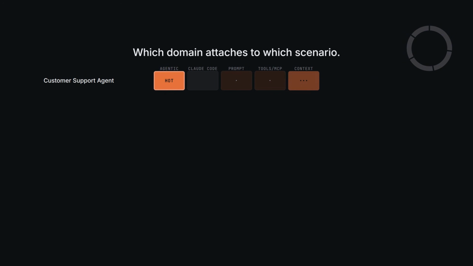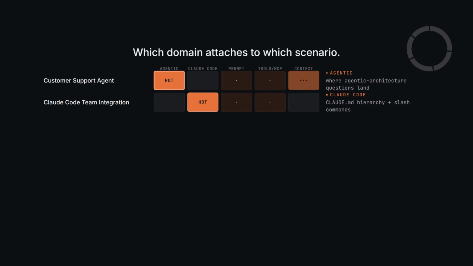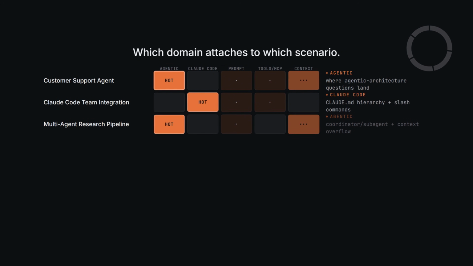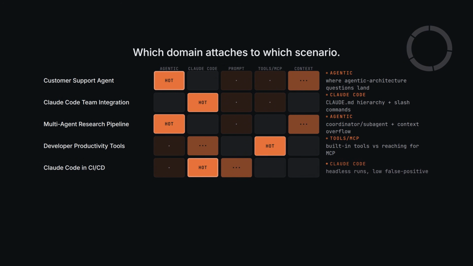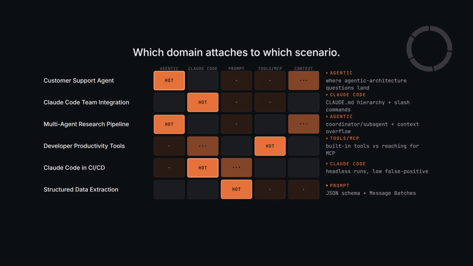The customer support agent scenario is where most of the agentic architecture questions land. Escalation, retries, and partial failure handling get tested there hardest. Claude Code team integration is where the CLAUDE.md hierarchy and slash commands get tested. The multi-agent research pipeline is where coordinator and sub-agent orchestration shows up, and it is the most likely scenario to throw a context overflow question at you.